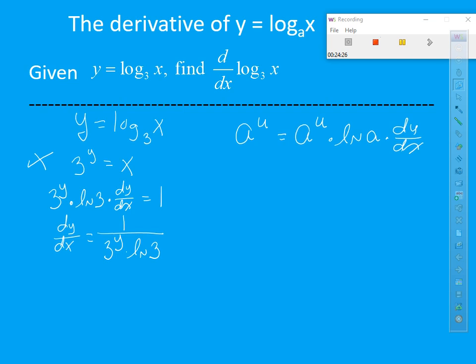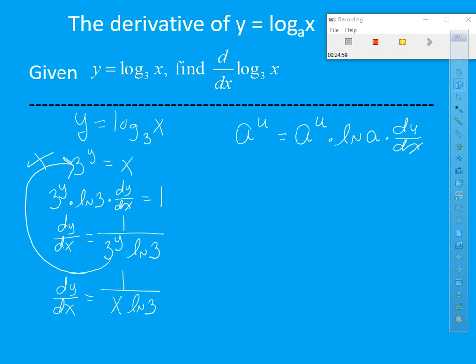But we're not done yet, you know that. See if this game sounds familiar? I need another name for 3 to the y. Well, if I look right there, notice another name for 3 to the y was x. So here's my derivative. My derivative is going to be 1 over 3 to the y, which happens to be x, and then I also have the natural log of 3. So the derivative of log to the base 3 of x is 1 over x natural log of 3.